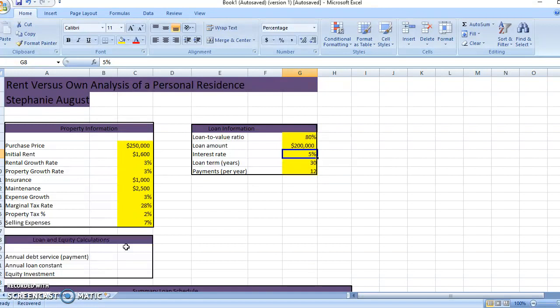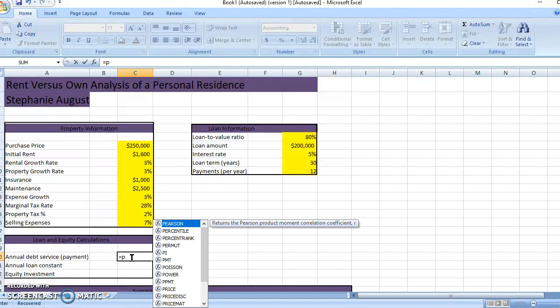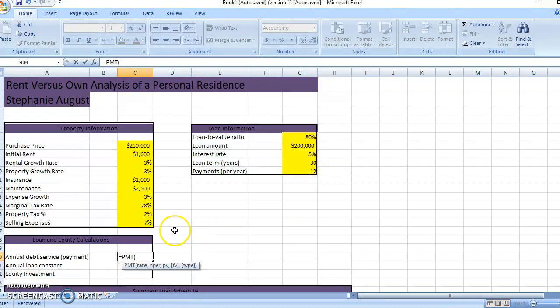Then we go down here to annual debt service payment, and to figure that out, we're going to do payment, and then multiply it by the interest rate and then divide by the payments per year. And then we want to do the loan term multiplied by the payments per year again. And then we also want to include the loan amount, and put in parentheses, we're going to multiply by 12 because that's how many months we're going to pay it. We're going to do a negative 12 to make sure that the number ends up being positive.